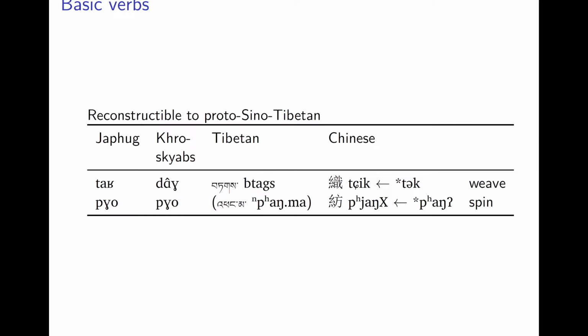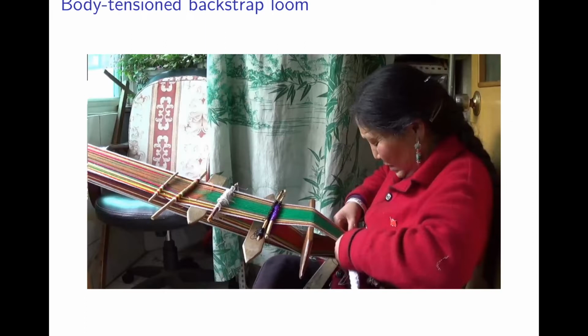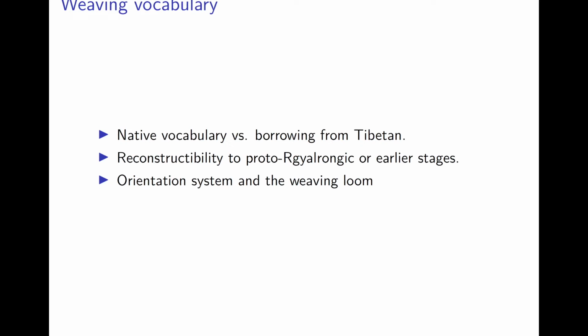In Japhug, we have verbs. Kata and kopu are verbs. In Chinese, there are verbs too. In Tibetan, this is a verb and this is a noun, spindle. But in any case, there is little doubt that these words are inherited. So this is quite important. It means that part of this vocabulary is much older than the Rgyalrongic languages themselves.